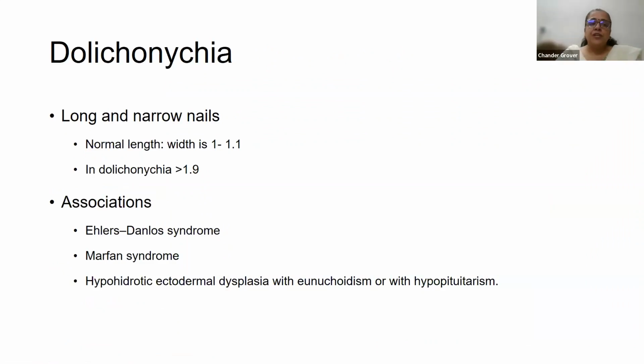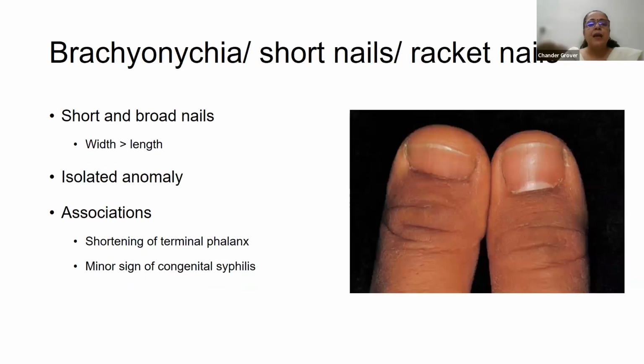Dolichonychia. What's Dolichonychia? It's a long and narrow nail. The normal length to width ratio in a nail is 1:1.1, but Dolichonychia is more than 1.9. So it is almost 2 times longer than it is broad, because many of us have long nails, but to reach a diagnosis of Dolichonychia, you have to have this ratio. It's associated with syndromes like Ehlers-Danlos, Marfan, and hypohidrotic ectodermal dysplasia.